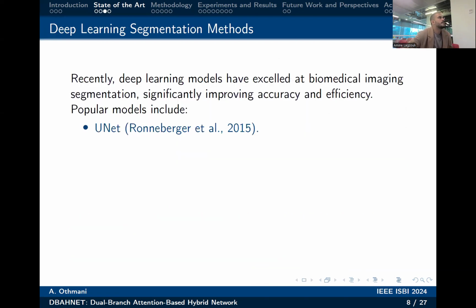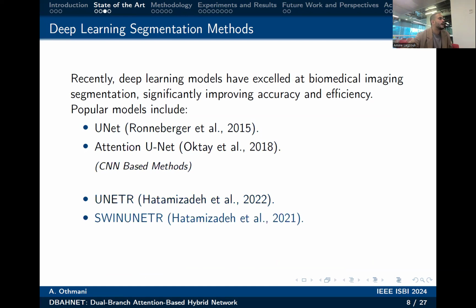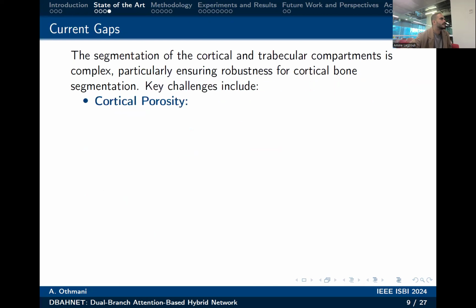So for this purpose, we delve into the deep learning models, which have excelled a lot recently in biomedical imaging segmentation. So we have several popular models that include UNet, attention UNet for the CNN-based approaches, and UNETR and Swin UNETR for transformer/hybrid-based methods.